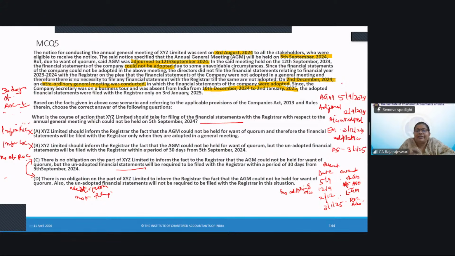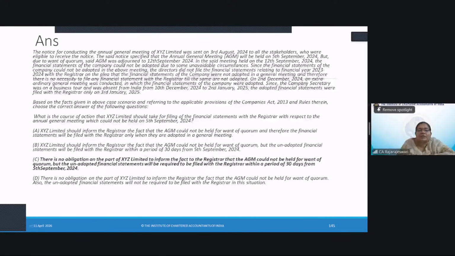So it could not be held. So it is only with respect to C and D. What is that? C, no obligation to inform. The unadopted financial statement also will not be required to be filed with the registrar in the situation. No, you should file the unadopted statement. That will be treated as a provisional statement. You have not adopted it. It is not a finalized one. It will be treated as a provisional thing. So the answer is C: there is no obligation to inform.